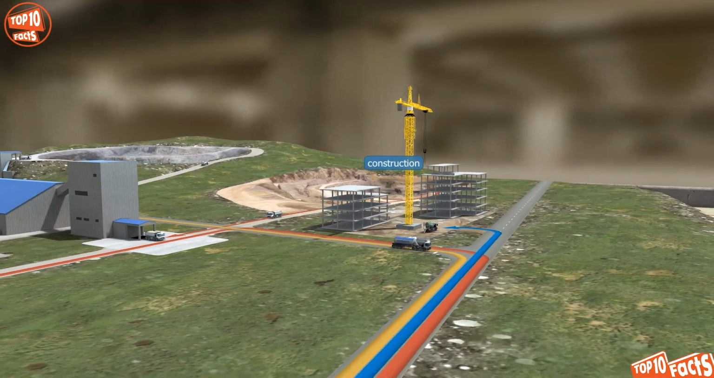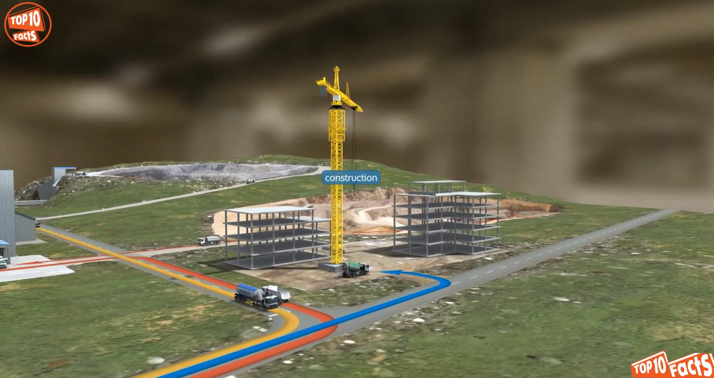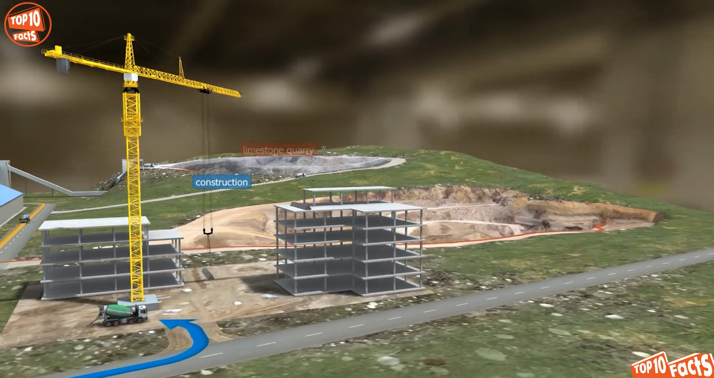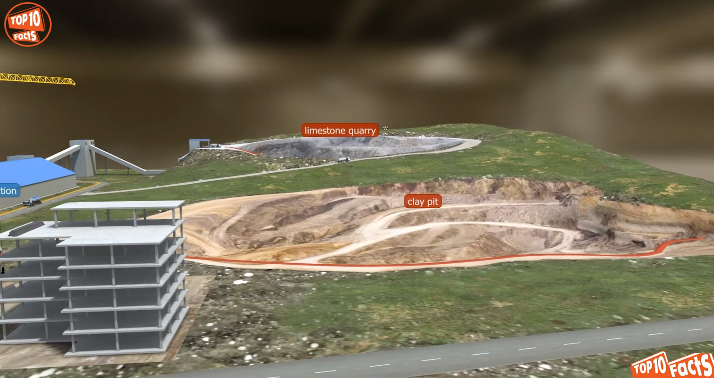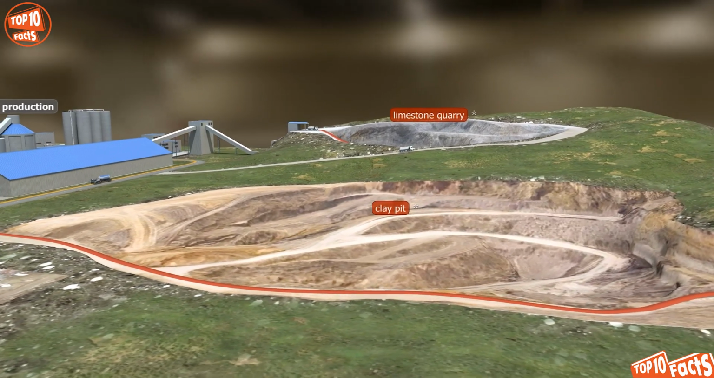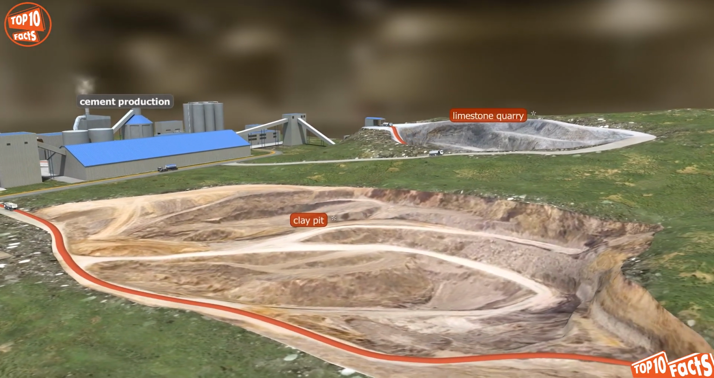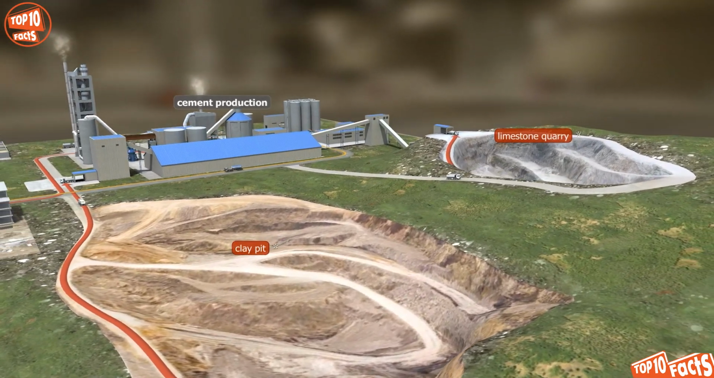The most important raw materials for cement production are limestone and clay. These are extracted through open-pit mining and then transported to a cement factory either by lorries or by belt conveyors.